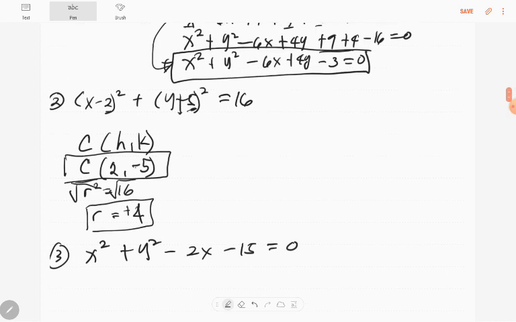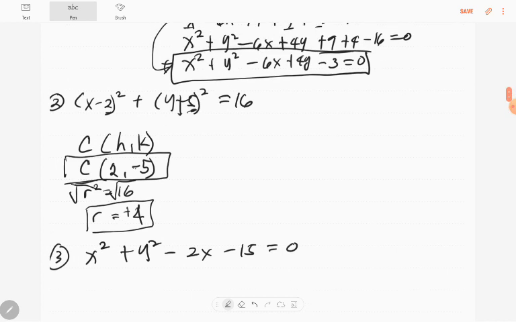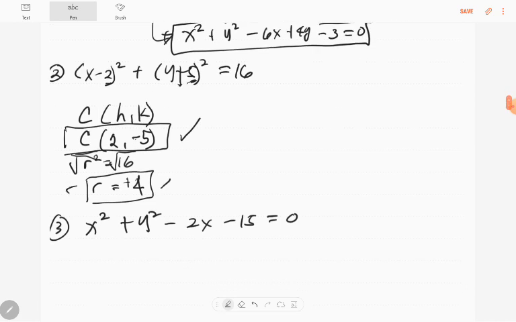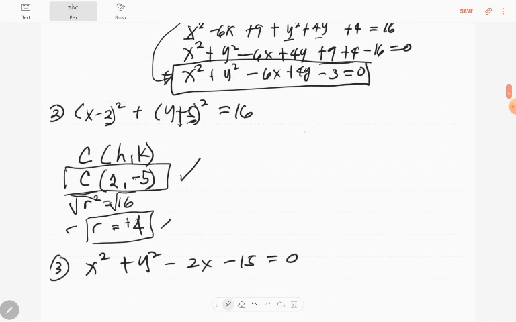Okay, let's go back to problem number 2. You were able to identify that the center is at (2, negative 5), right? And the radius is equal to 4. So if you're able to get the center and the radius, you should be able to graph the circle. So in this example, let's try to do the graph for number 1 before we do number 3. Okay? So make sure to label your axis.